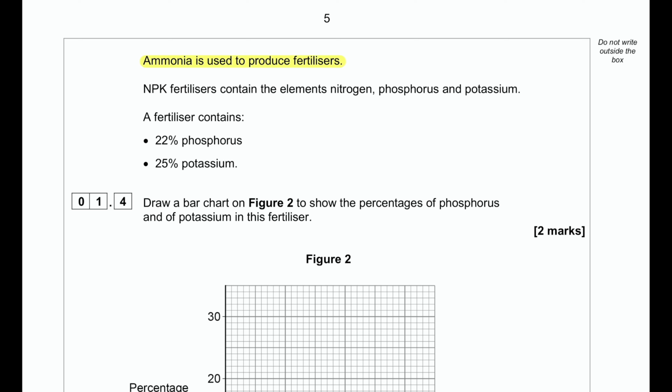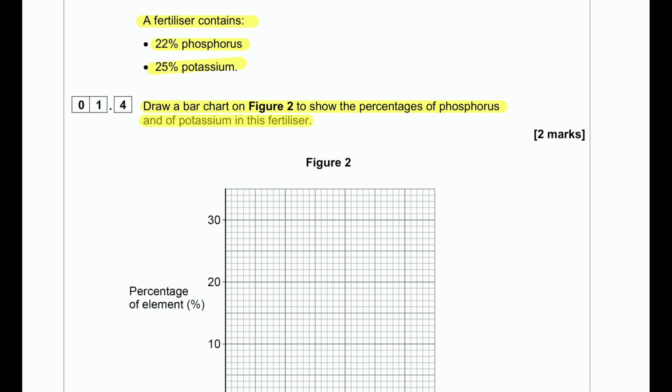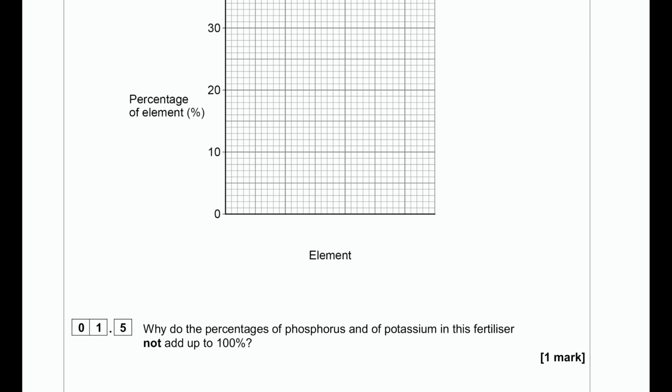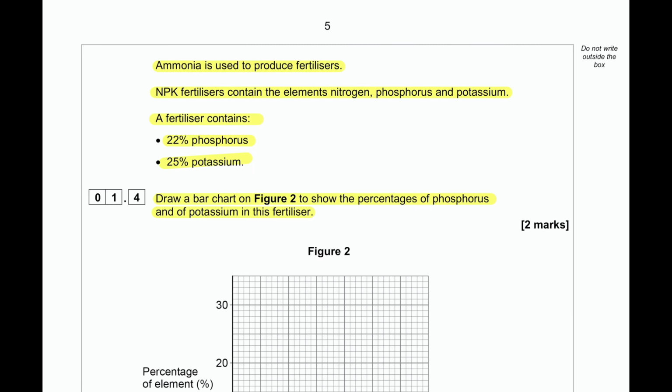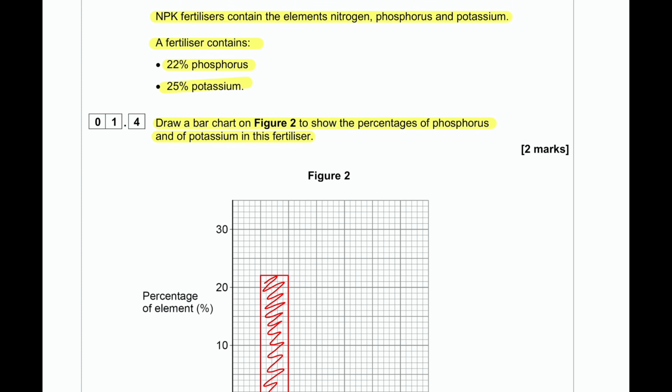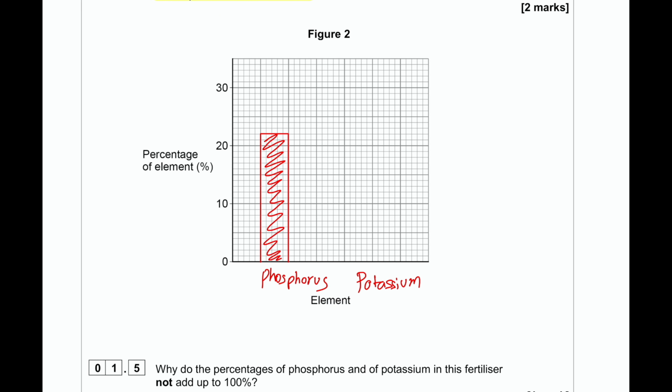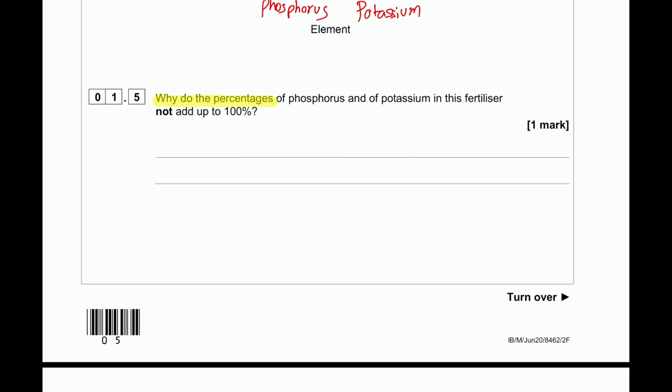Ammonia is used to produce fertilizers. NPK fertilizers contain the elements nitrogen, phosphorus, and potassium. Our fertilizer contains 22% phosphorus and 25% potassium. Draw a bar chart on figure 2 to show the percentage of phosphorus and of potassium in this fertilizer. So the elements are to be represented at the bottom. Let's put phosphorus at 22. Then the next element is potassium, and potassium is 25%.